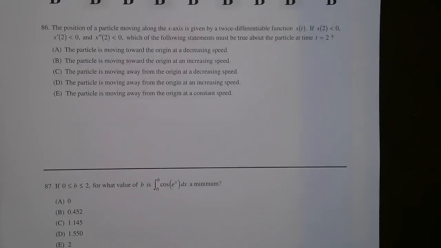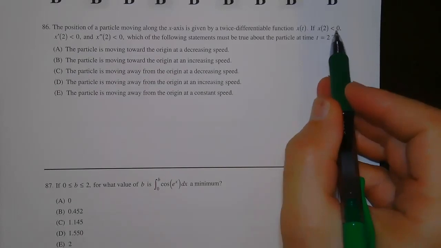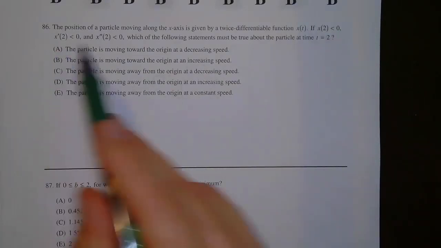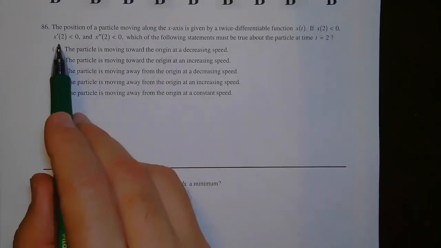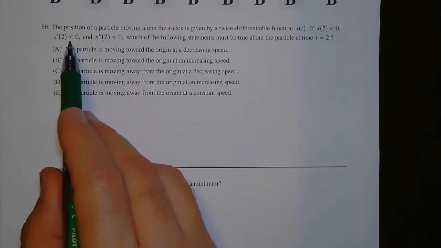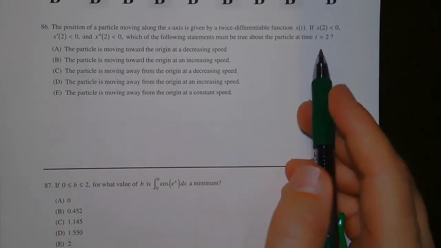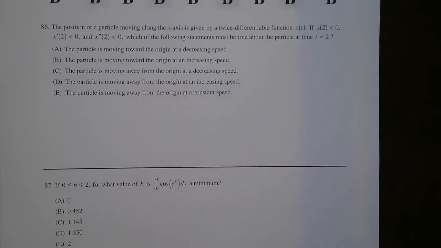So they're talking in number 86, the position of a particle moving on the x-axis is given by the twice differentiable function x of t. So x of 2 is less than 0. Okay, so that means the position is negative. And so if it's negative, we're on the left side, okay? And then x prime of 2 is less than 0. That would mean the velocity is negative, right? So we're on the left side and moving left, okay, which tells me we're moving away from the origin, okay?